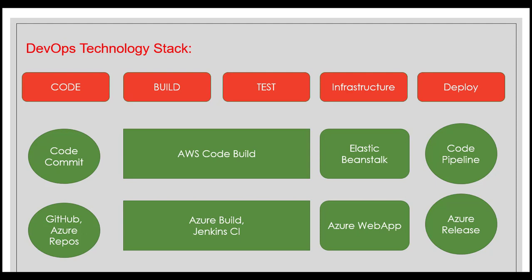So basically we'll be talking about the complete DevOps technology stack in AWS. For code, starting with your source code management, we'll be using Code Commit for the same. For the build and test, we'll be using AWS Code Build. And for infrastructure, the same application which we have built earlier will be deployed on Elastic Beanstalk. And later, we'll automate the entire process, the build and the release process, using Code Pipeline.